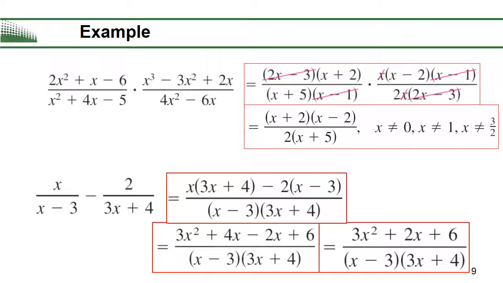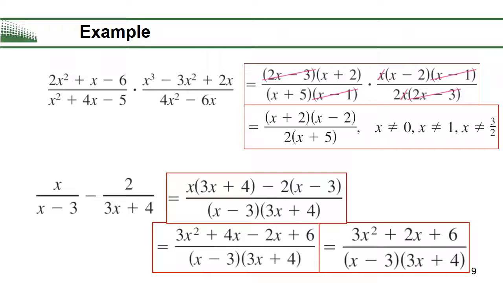Don't do it. So on the top, we have x plus 2, x minus 2, and then 2 times x plus 5. Now, if you look at the restrictions there, you'll notice they left out -5. Well, -5 is clear from the simplified version itself. It's not going to be in there.